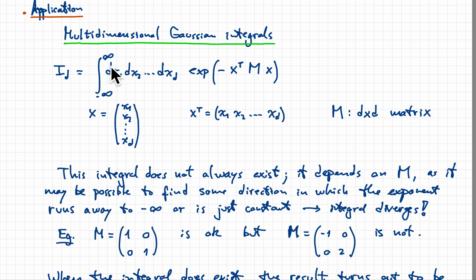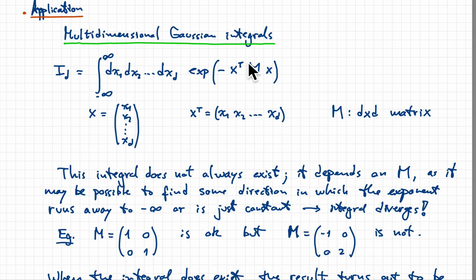There's an integral from minus infinity to infinity for each of these variables, x1 to xd, so we're in d dimensions. So imagine that there's an integral in front of each of these dx differentials, and we're going from minus infinity to infinity, and in the exponent here we have e to the minus x transposed M x, and this is what's called a quadratic form. It's a quadratic expression in x, and so our vector x looks like this, and our transpose vector looks like this, and they both have d components, and M is a d by d matrix.